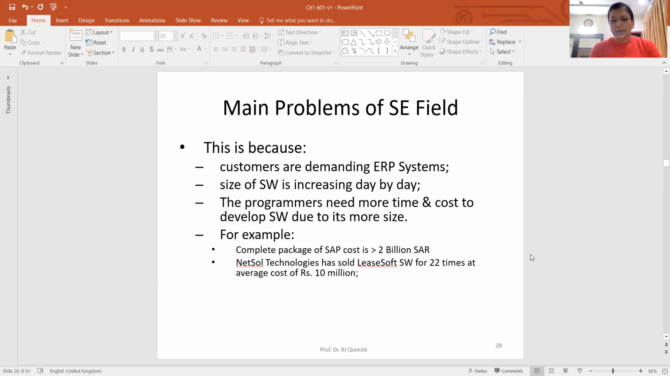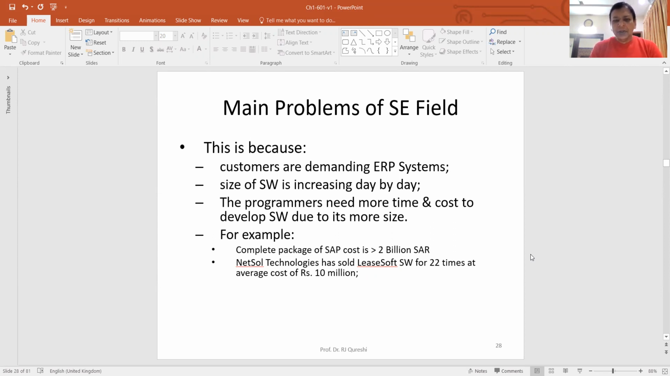And similarly, NetSol Technologies' famous product is LeaseSoft, the leasing software, Taxit software. The average cost is approximately 10 million Pakistani rupees. And if you convert million rupees into Saudi Riyal, so 10 million divided by 3.75. So that's the cost of leasing software, the LeaseSoft.